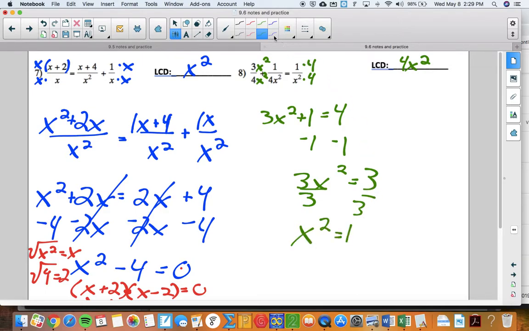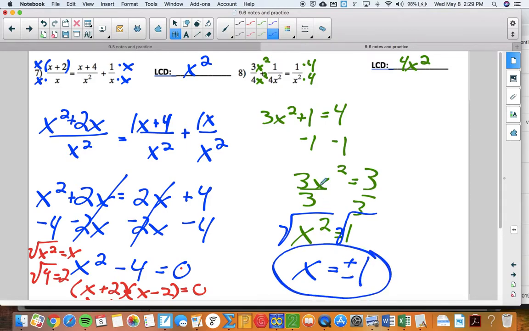Now we're not done, folks. We want to know what x equals, so we have to square root. Now remember, when you square root, what's the square root of, for example, 25? It's 5 and it's negative 5. What's the square root of 1? It's positive 1 and negative 1. That means, folks, if you plug in positive 1 up here, the left will equal the right side. If you plug in negative 1, the left side will equal the right side. There we go. Nice job.